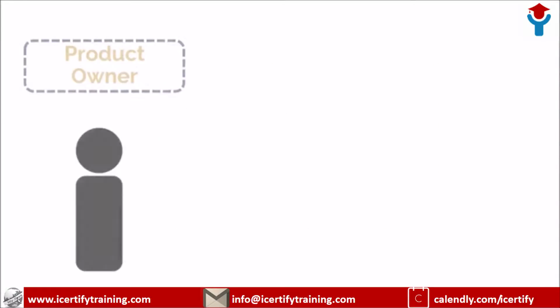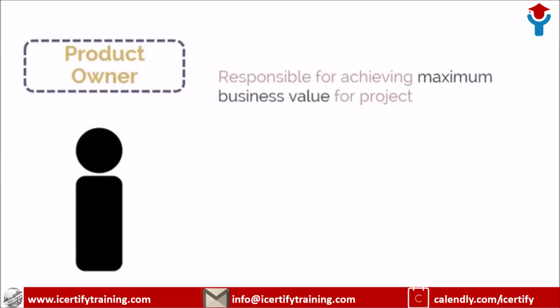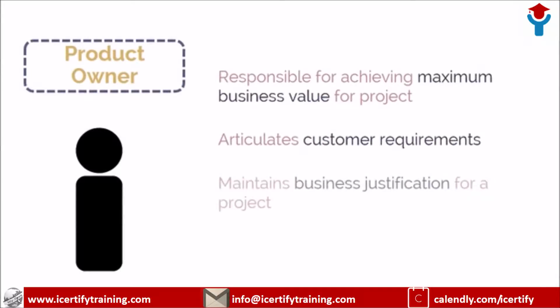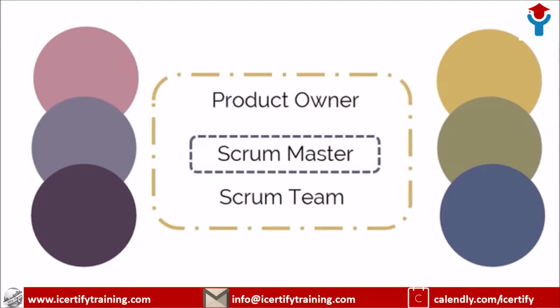First, we have the product owner, who is the person responsible for achieving maximum business value for the project. He or she is also responsible for articulating customer requirements and maintaining business justification for the project. The product owner represents the voice of the customer. Next is the Scrum Master.